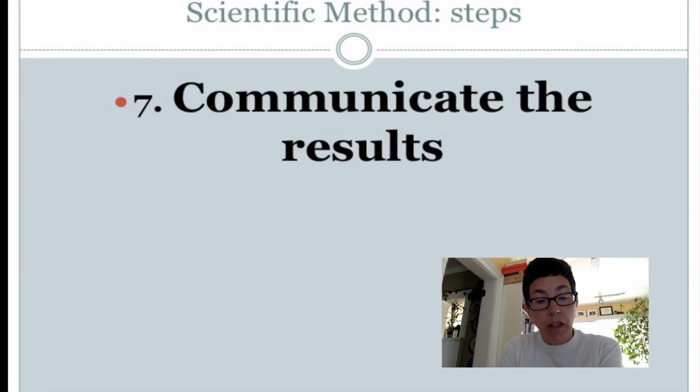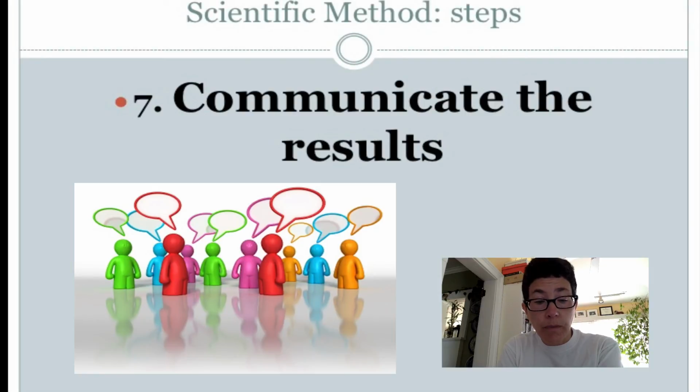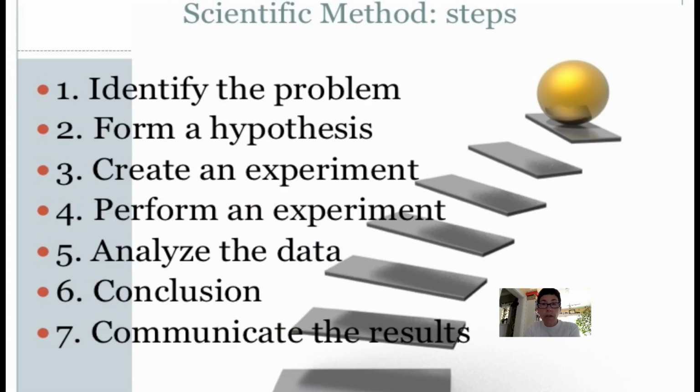Step 7. Communicate your results. Let the world know what you found. Discovering the cure for cancer won't benefit anyone unless you communicate it to the world. In review, the 7 steps of the scientific method are identifying the problem, forming a hypothesis, creating an experiment, performing the experiment, analyzing the data, writing the conclusion, and sharing your results with the world.